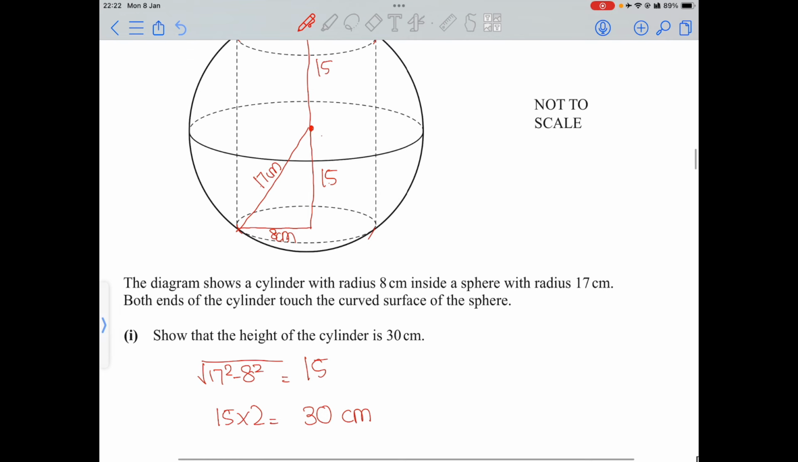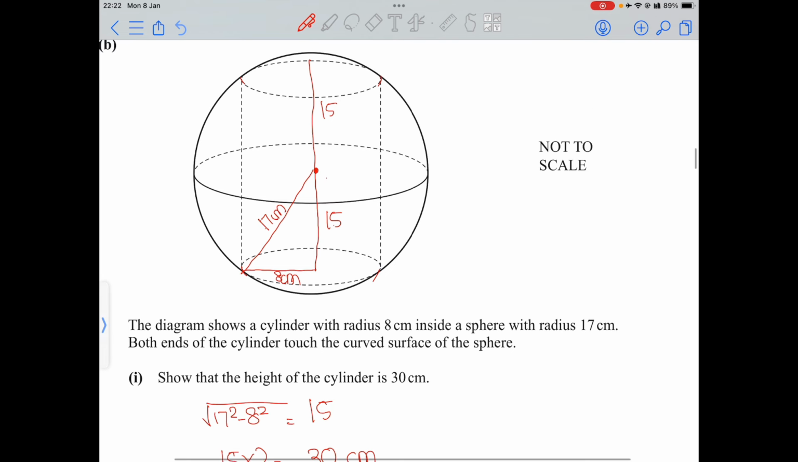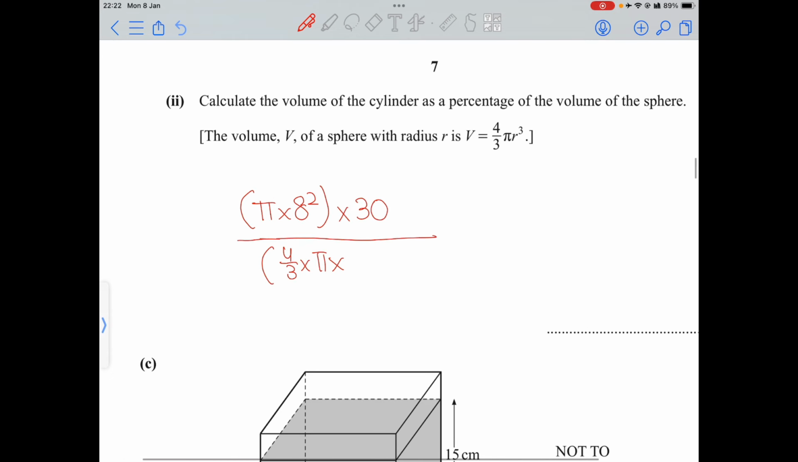Okay, so since we know that the cylinder has a radius of 8 centimeters, inside a sphere with a radius of 17 centimeters. I don't know what I'm missing out here. So 17 cubed times 100.